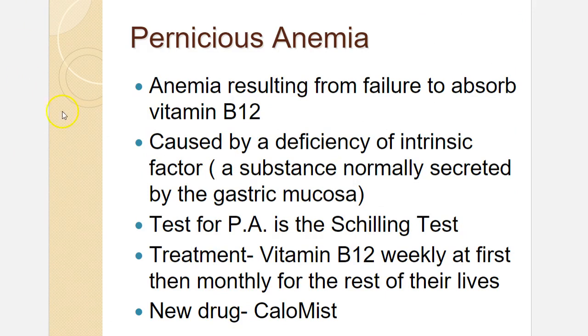And what they'll do is a test for pernicious anemia called the Schilling's test. And if that proves to be positive, then the treatment is they'll give vitamin B12 weekly at first, then monthly for the rest of their life, because they're not going to be able to absorb it. This Calamus was used in the past. I'm not sure if they're using it anymore, because I think there was some question whether or not it was being absorbed very well.